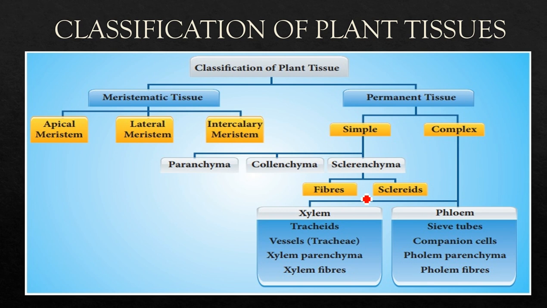Right? So number two category is permanent tissue, which are non-dividing tissues. This is our today's topic, that is permanent tissues. Apart from these tissues, we will also go through protective tissues of plants in this lecture. Now, let us start.